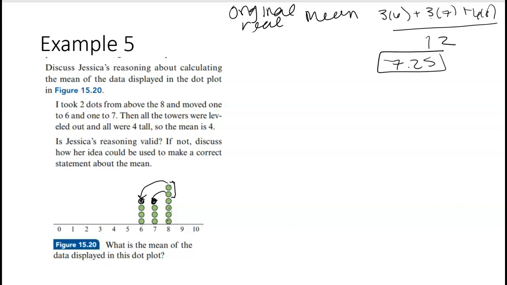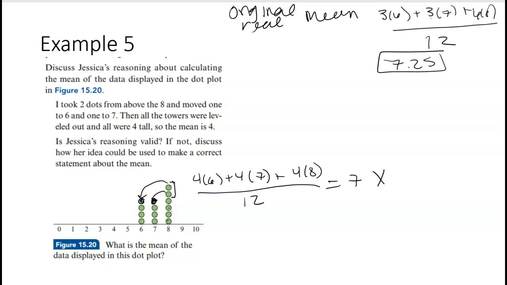Let's see what her mean will be. So that would be 4 times 6 plus 4 times 7 plus 4 times 8, all divided still by 12. So 4 times 6 plus 4 times 7 plus 4 times 8, hit enter, divide by 12, we get 7. So it's not the same. Why?